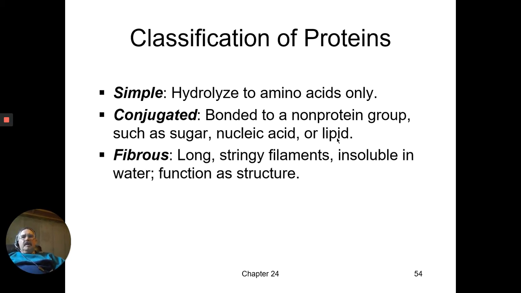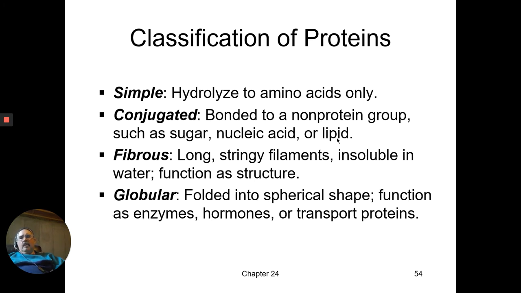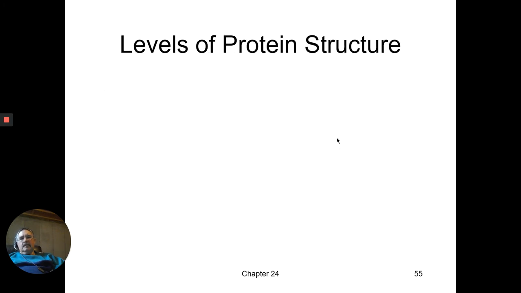Fibrous proteins are long, stringy filaments, insoluble in water, and their primary function is as a structure. Globular proteins are folded into a spherical shape. These function as enzymes, hormones, or transport proteins.